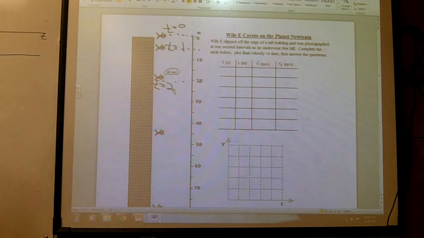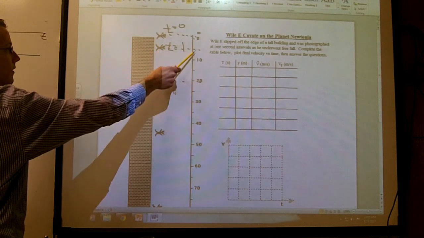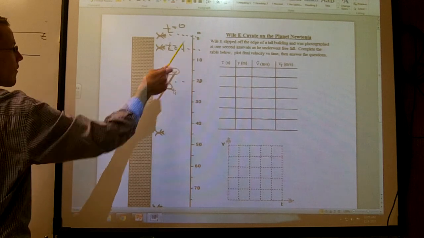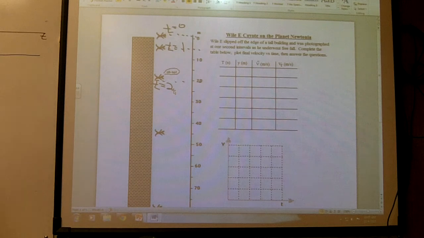So again, it's pretty straightforward. So time 0 is at 0. Time 1 is at, looks like 5. Time 2 is at 20. And so let me go ahead and fill that chart out over here. Switch over here.